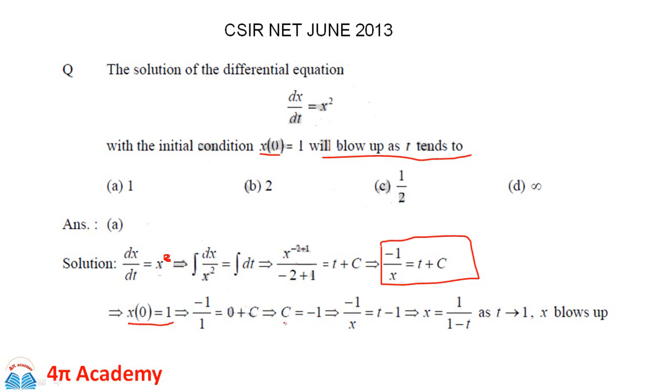Now if I substitute this value of c as minus 1 in our solution, then it will be minus 1 upon x, and that will be equal to t minus 1. So it implies that x is equal to 1 upon 1 minus t. As t tends to 1, x will blow up. As t tends to 1, 1 minus 1 will be 0, and 1 upon 0 is infinity. So x will blow up for t equal to 1, and therefore the correct answer is A, that is 1.